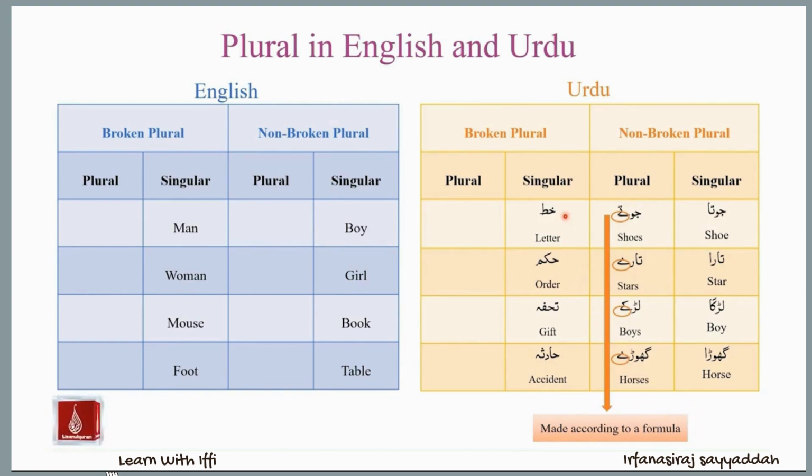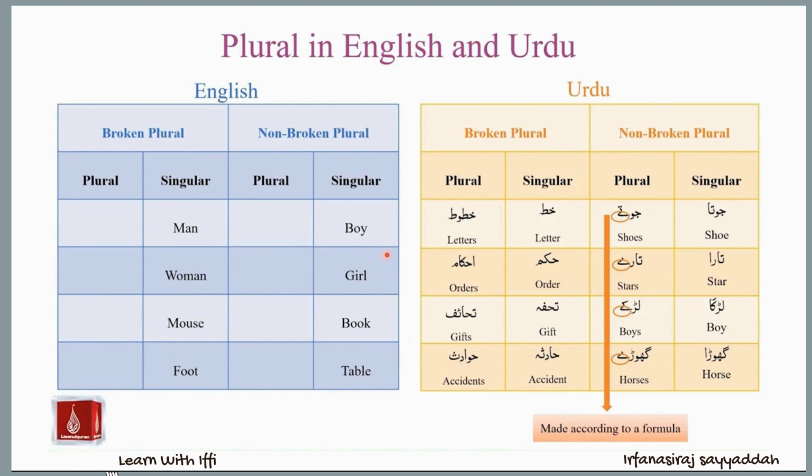In contrast, if we look at the second column of singular words, we have khat, which means letter, hukm, which means order, tohfa, which means gift, and hadsa, which means accident. The plural versions are: khat becomes khutut, hukm becomes ahkam, tohfa becomes tahaif, and hadsa becomes hawadis. Khutut, ahkam, tahaif, hawadis. There is no consistency here, there is no pattern here, meaning that these plural words are not made according to a formula.